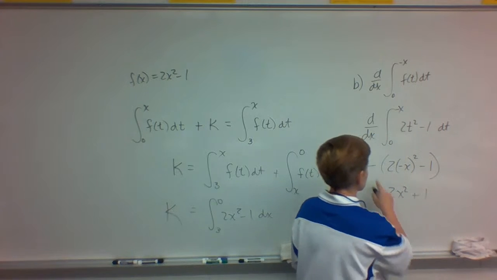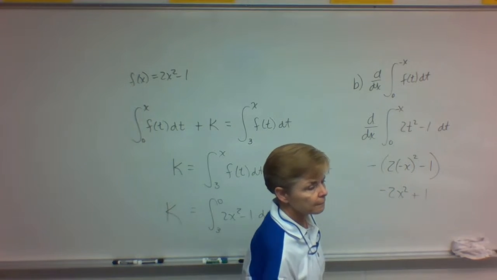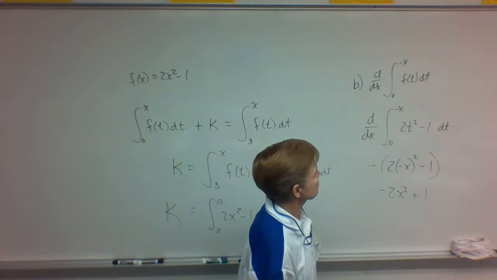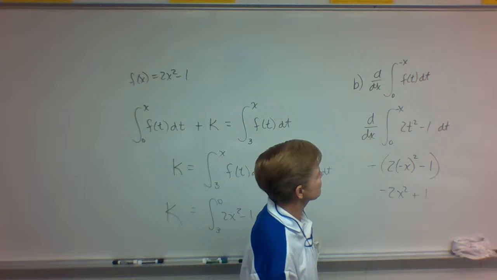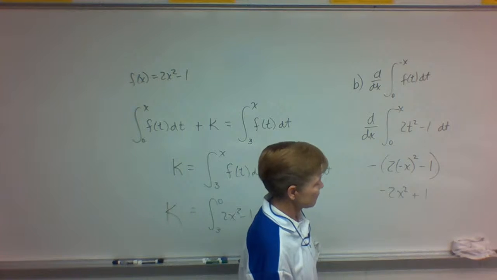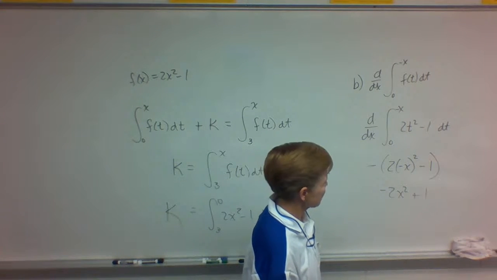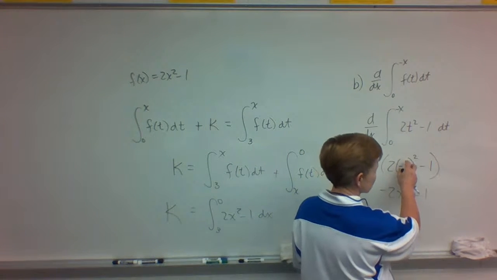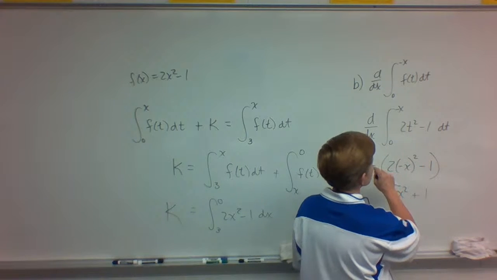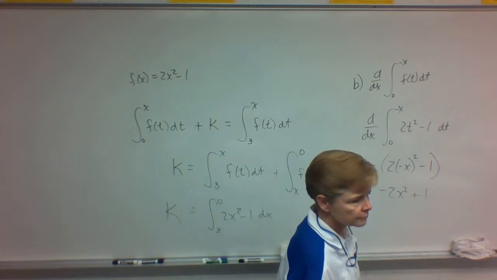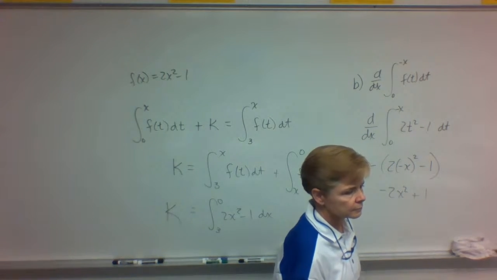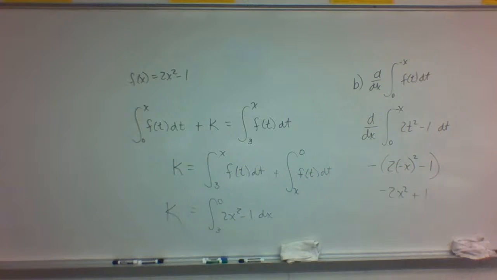So if there's 2x up on top instead of negative x, it'd be 4x squared minus 1. Then it would be 4x squared minus 1 times 2, which is then 8x squared minus 4 times 2. Plus 4. Plus 2.